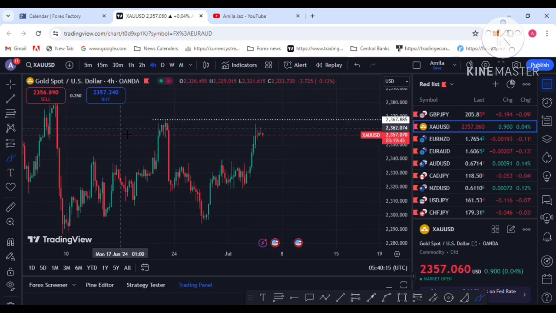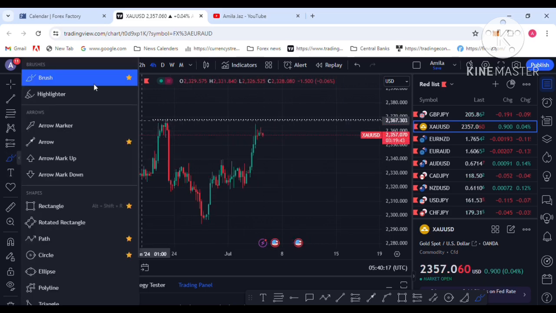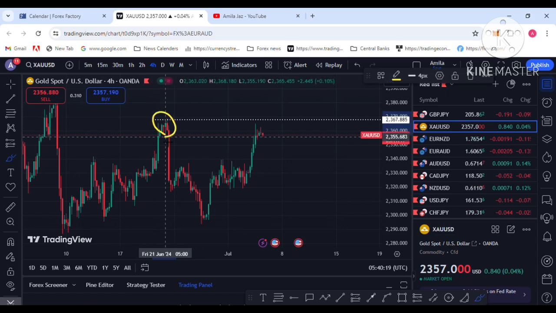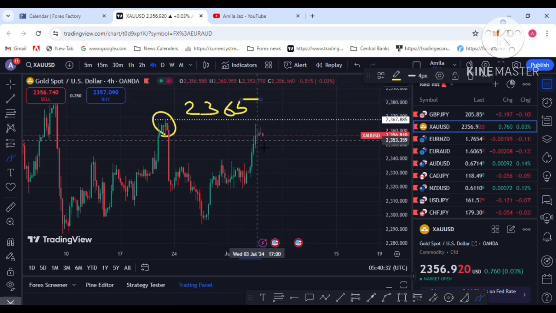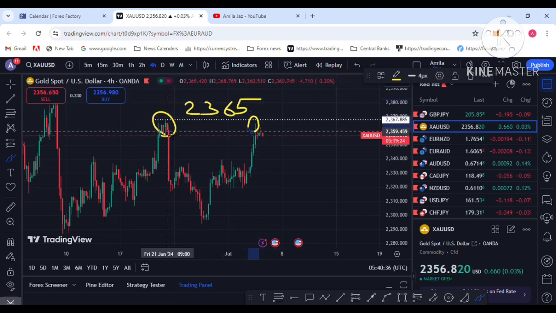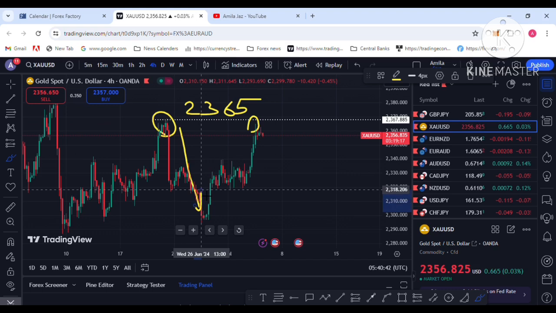So I am going to the 4 hour chart. You can see the strong resistance there. The left side is a strong resistance area, that's the 2365 level, where strong sellers are in this area. Price was rejected from this level, and from the demand at this level it dropped, and was rejected from this level again. If it breaks this level, gold needs strong data.